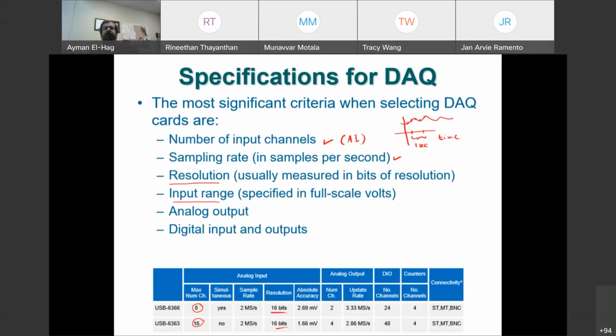Maybe I am measuring a voltage of 20 volt. If I feed that directly to the card, I will burn the card. So I have to do something. We'll talk about that later on, so as to reduce the signal magnitude.